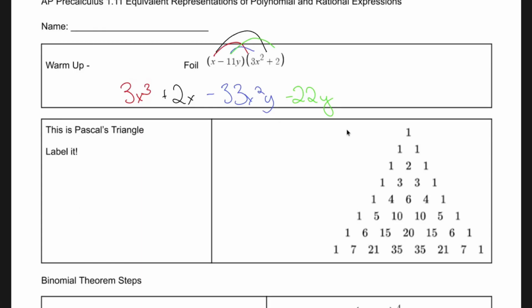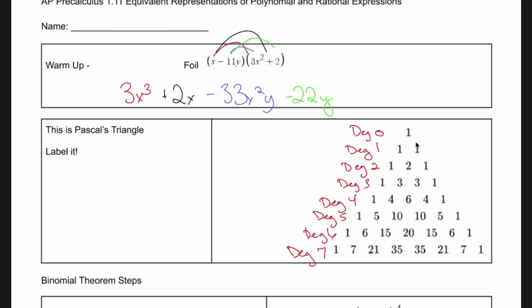Now, this is what I mean by labeling it. We are going to label the first row degree 0. The second row is degree 1, third row is degree 2, fourth row is degree 3, fifth row is degree 4, sixth row is degree 5, seventh row is degree 6, eighth row is degree 7.